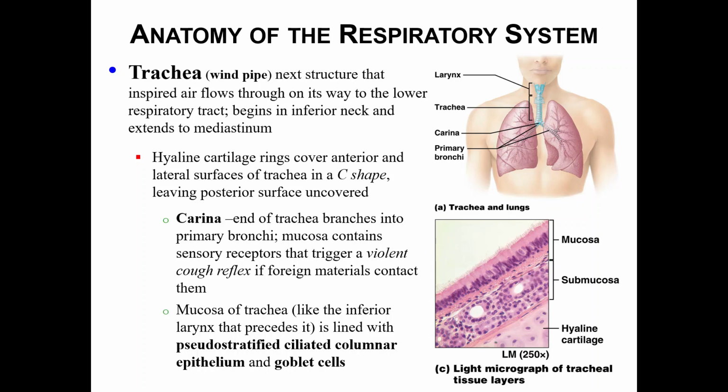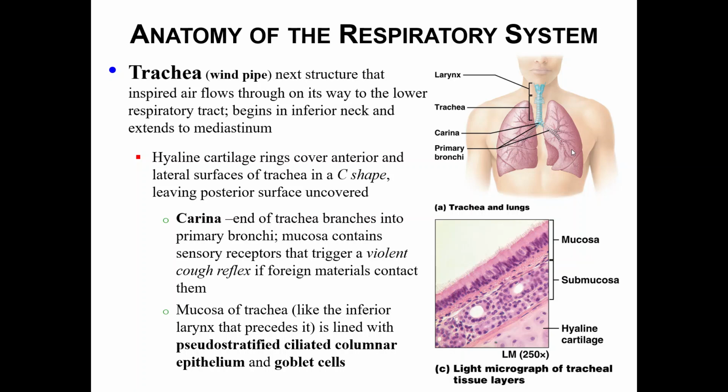This begins in the inferior region of your neck and extends all the way to the mediastinum. So you've got the lower portion of your neck to your mediastinum. This is composed of hyaline cartilage rings, which cover the anterior region and lateral surfaces of the trachea in a C-shaped fashion, but the posterior surface is left uncovered.